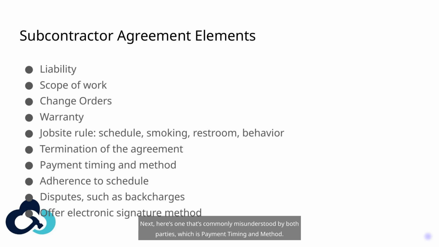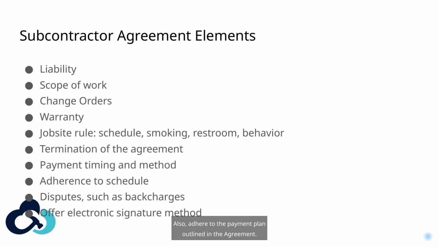Next, here's one that's commonly misunderstood by both parties, which is payment timing and method. I can't even count how many times I've intercepted communication between the builder and sub who were on totally separate pages on how payments work. The builder wants to take advantage of 30-day terms when the sub wants to get paid immediately, and even threatens to stop work on other jobs until they're paid. Specify when and how subs will be paid so you have an official document to refer to.